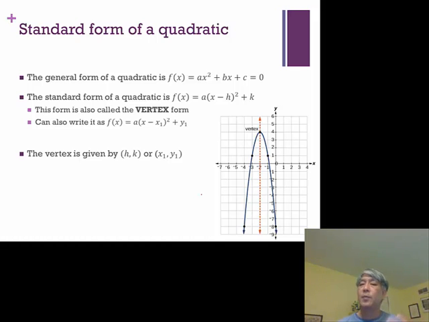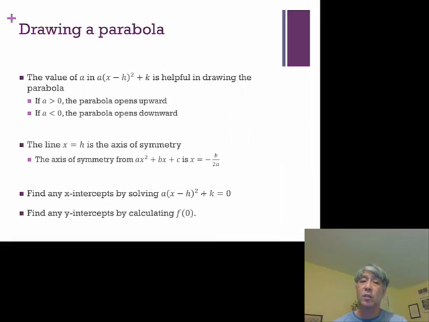And this whole a times x minus h quantity squared plus k is nothing more than us putting the x squared, the parent function, through a series of transformations. And that's going to help us in drawing the parabola, because the value of a is going to be helpful. If a is greater than 0, my parabola opens upwards, so it'll look like this. And if a is less than 0, the parabola is going to open downwards. It'll look like this.